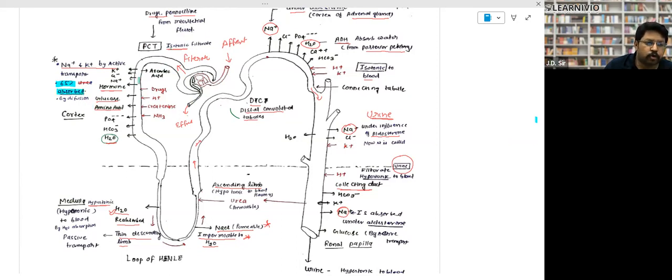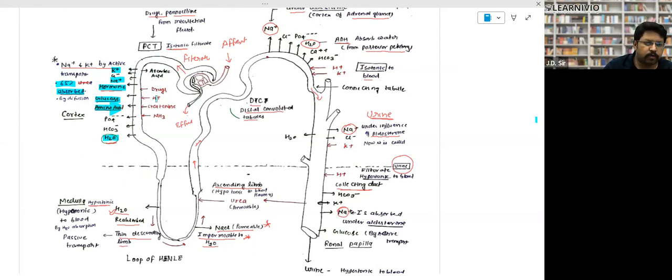What can be absorbed here? Hormones, glucose, and amino acids can be absorbed here, and sodium and potassium. These can be absorbed here at the PCT. And again, water, right? So these are the substances. Look, from here there is a broken line. The upper part comes in the cortex and the lower part comes in the medulla.